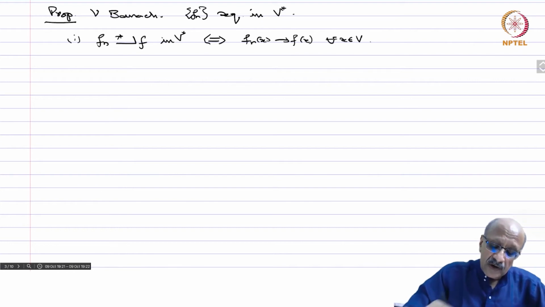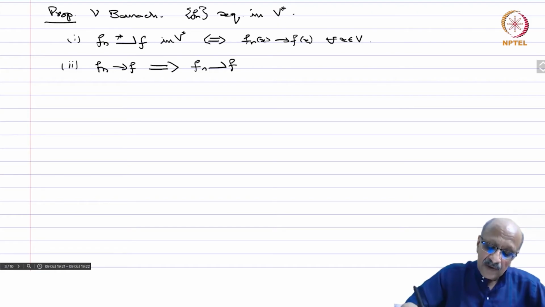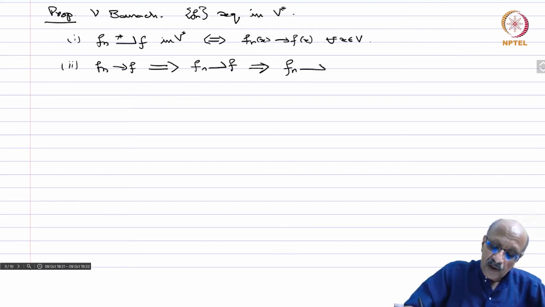One way is obvious, the return, you just look at the point-wise neighborhood system and you will get this. So second is fn converges to f in norm. Obviously we have already seen fn converges to f weakly. That means for all functionals it converges, in particular it converges for all jx's, and therefore this implies that fn weak star converges to f.